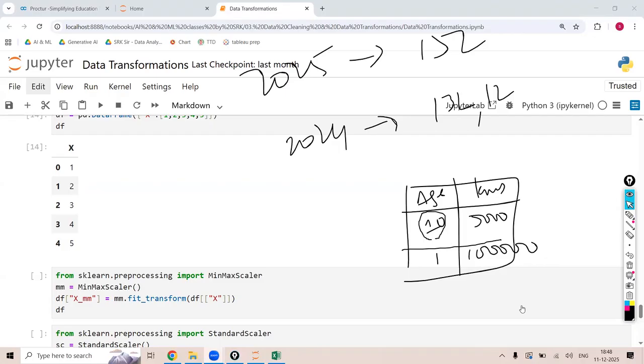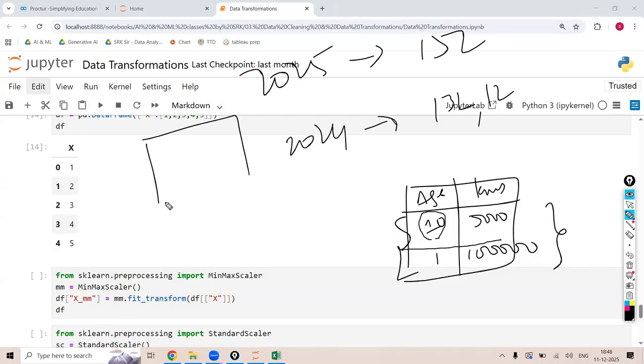So here, if you observe, these numbers will be big numbers when compared to this column. One of the numerical columns has small values, and one of the numerical columns has big values. Then you have to do the scaling to bring both of them to the same level. Point is clear?